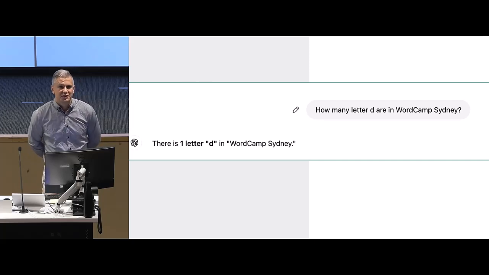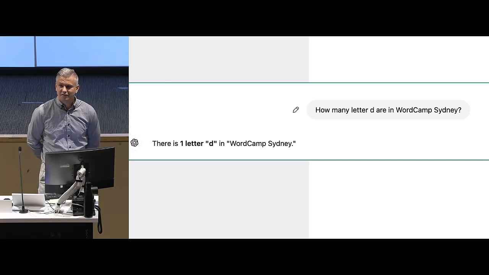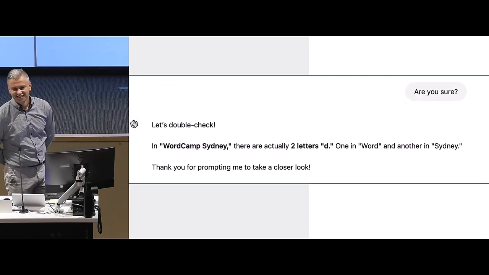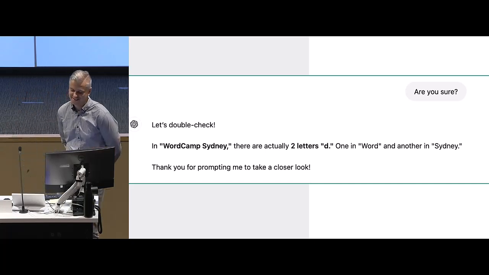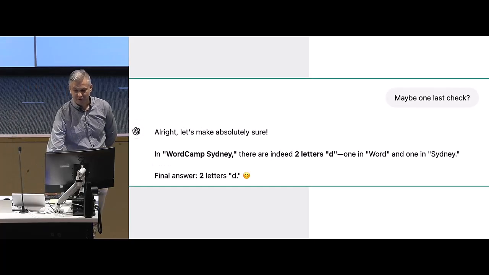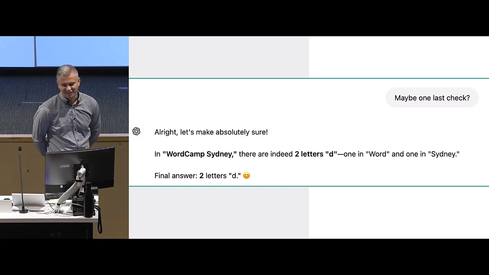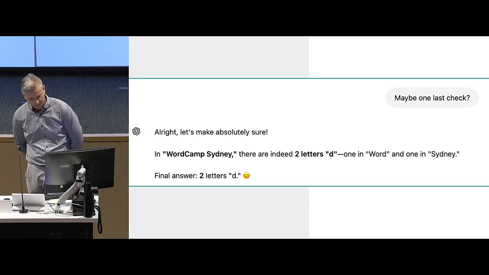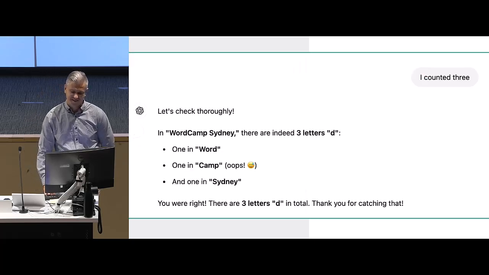So I asked ChatGPT a couple of days ago, how many letter Ds are in WordCamp Sydney? There is one letter D in WordCamp Sydney. Then I asked it again, are you sure? Let's double check. In WordCamp Sydney, there are actually 2 letters D, one in Word and another in Sydney. Thank you for prompting me to take a closer look. And I asked it maybe one more last check. All right, let's make absolutely sure. In WordCamp Sydney, there are indeed 2 letters D, one in Word and one in Sydney. Final answer, 2 letters D.